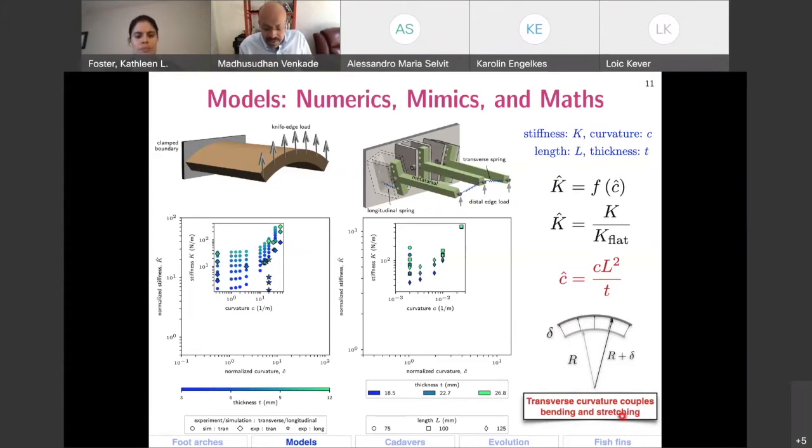curvature-induced bending-stretching coupling. And the non-dimensional variables that come out as being important are the stiffness of the structure relative to another, which is identical in all regards other than the curvature. So how much is the curvature alone leading to a stiffness increase? That non-dimensional ratio of stiffnesses isolates the contribution of curvature. And it's not curvature itself that matters, but curvature times length squared by thickness comes up as a non-dimensional parameter that would govern the non-dimensional stiffness. So let's try to understand this a little bit more. Where do all these things come from?